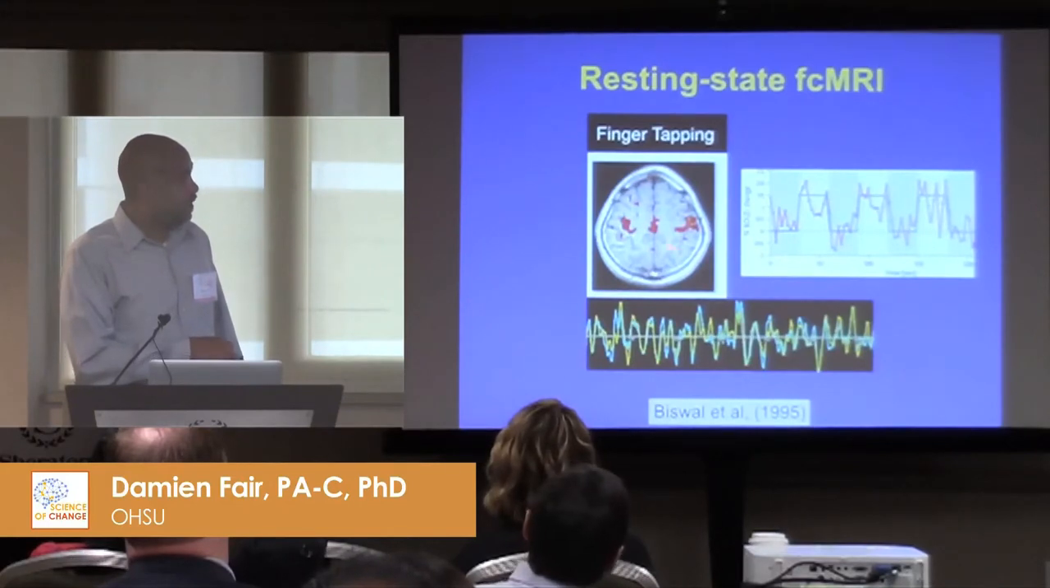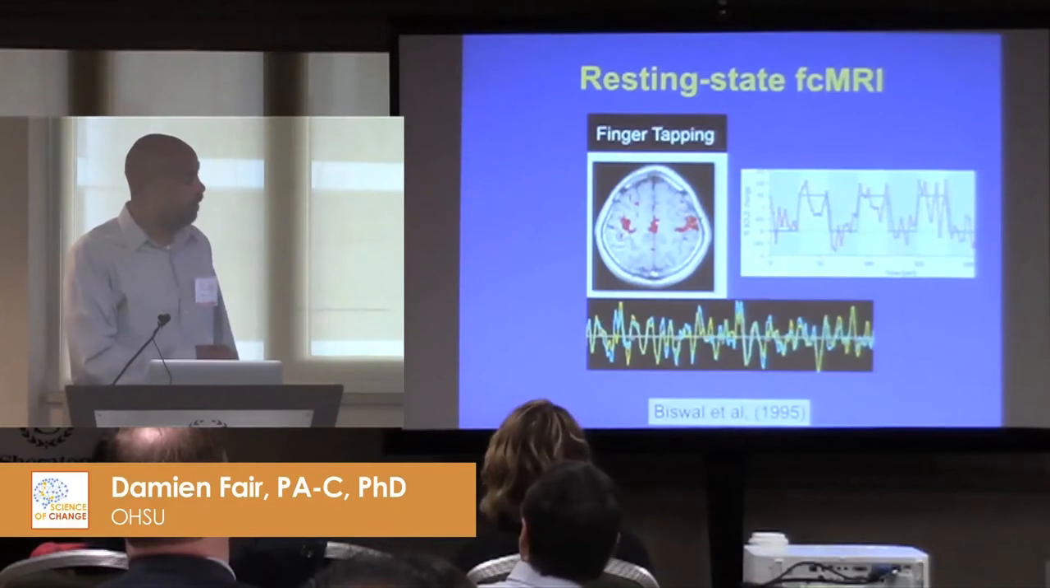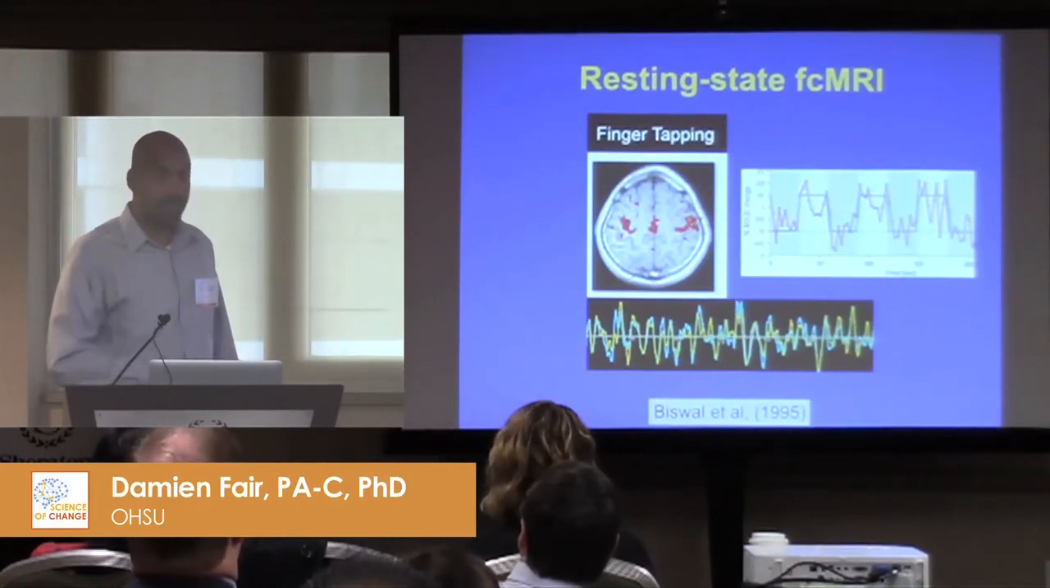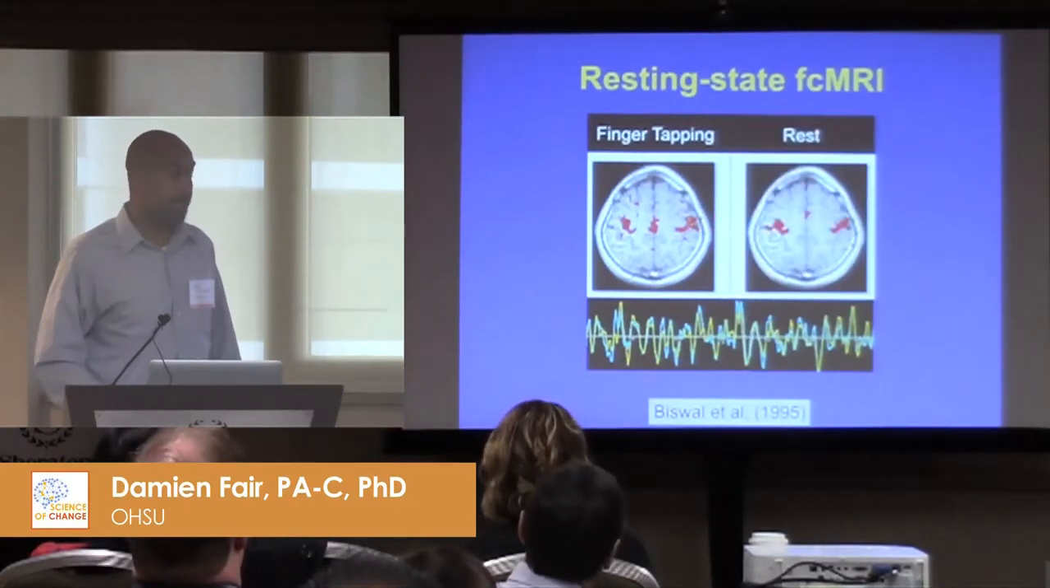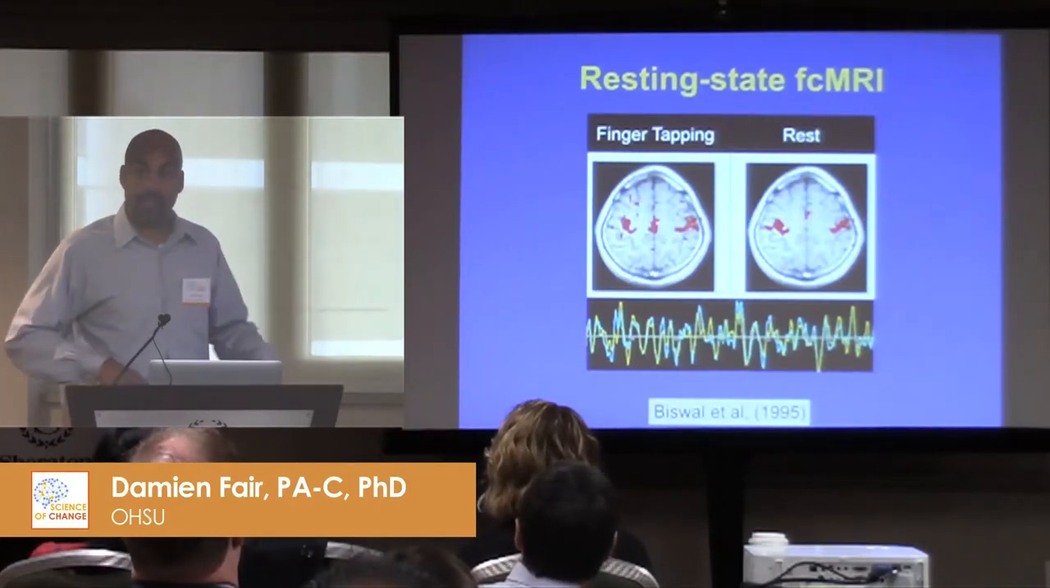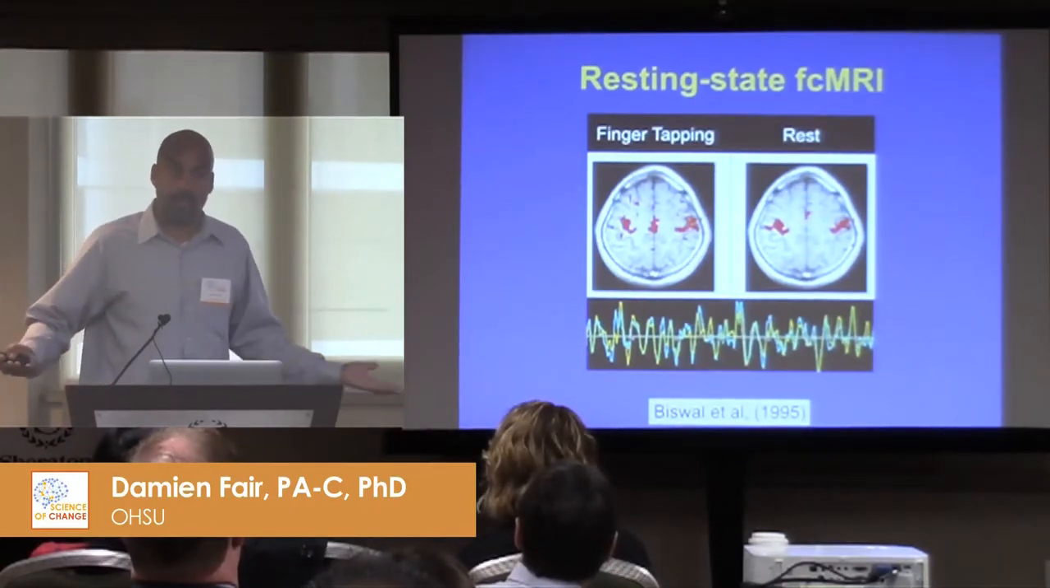And then he took the same subjects and put them in the scanner at a different time. This time they had them do nothing at all, just sit there at rest. You can measure the noise in one of the regions and then correlate that noise with all the rest of the voxels in the brain, and lo and behold, the same parts of the brain that were active when you were tapping your finger were also sitting there spontaneously oscillating with each other at rest.